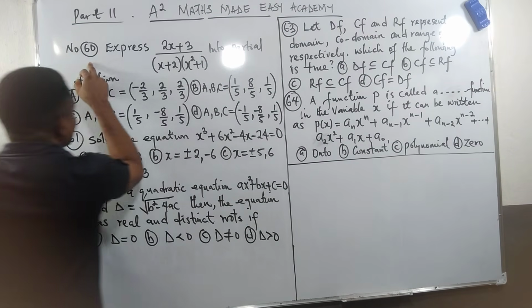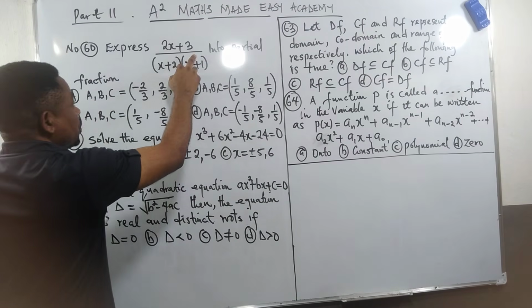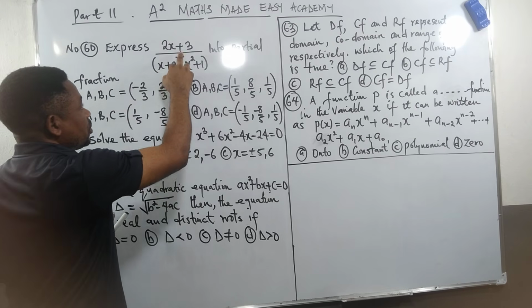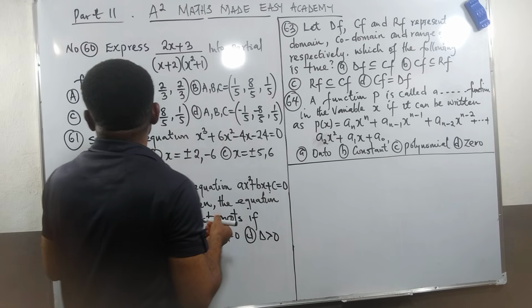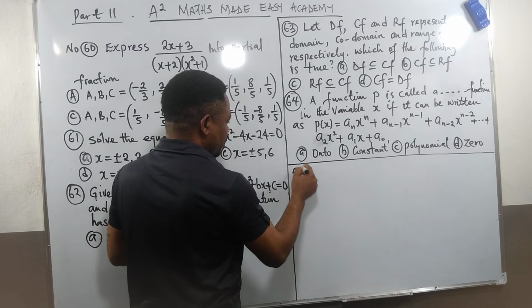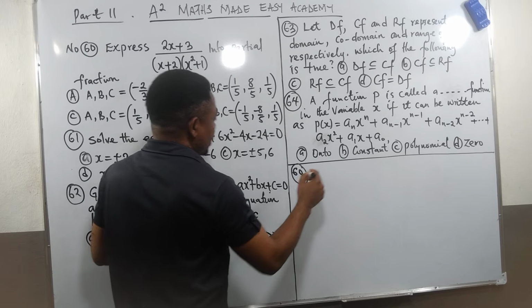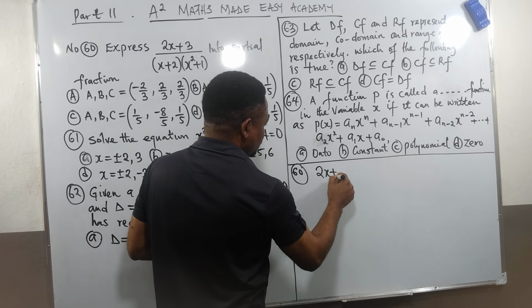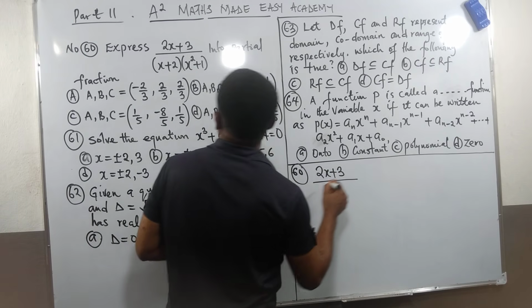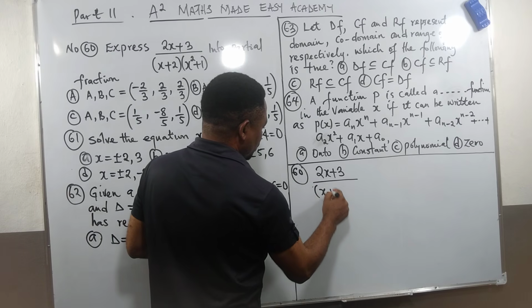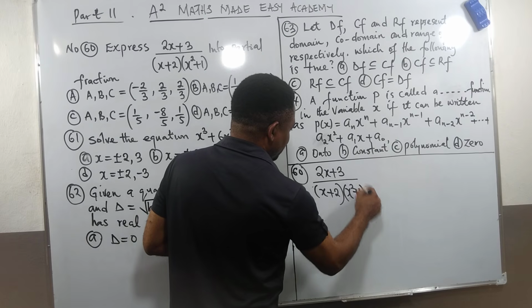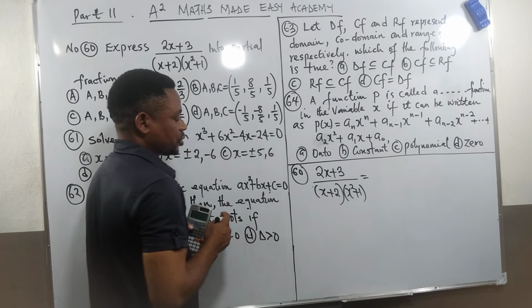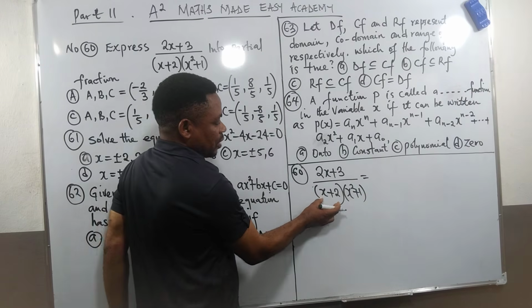Now question number 60. Express (2x + 3) over (x + 2)(x squared + 1) into partial fractions. What are we to express? This is 2x plus 3, then all over x plus 2 in bracket, followed by x squared plus 1, into partial fractions.